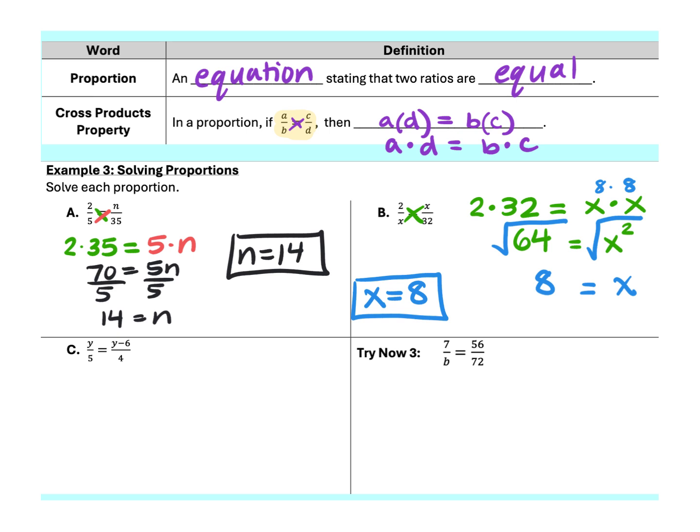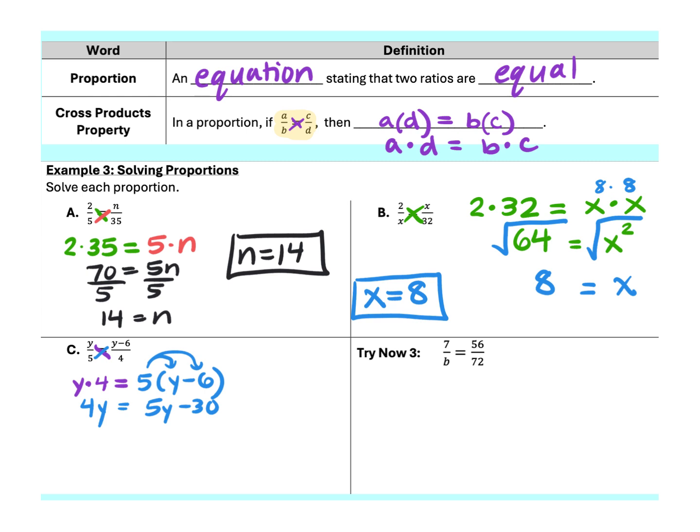All right, one more here before the try now. This next one I have to be a little bit more careful with because there's not just a y, but there's a y minus 6. So when I do my cross product, y times 4 is just y times 4. But when we do the second part of the cross product, we need to make sure that we put parentheses to keep the y minus 6 together. We have to take that whole thing multiplied by 5. So we're actually going to have to distribute here to get 5y minus 30. The other side we can just keep as 4y.